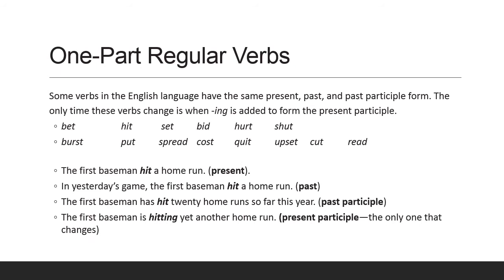Let's look at an example. The first baseman hit a home run. Now here hit is in the present form. In yesterday's game, the first baseman hit a home run. Again, here the hit is in its past form because the time is past. The first baseman has hit 20 home runs so far in this year, and here hit is preceded by have form, so it's past participle. And the only case where hit is changing is in the present participle, where it becomes the first baseman is hitting yet another home run.